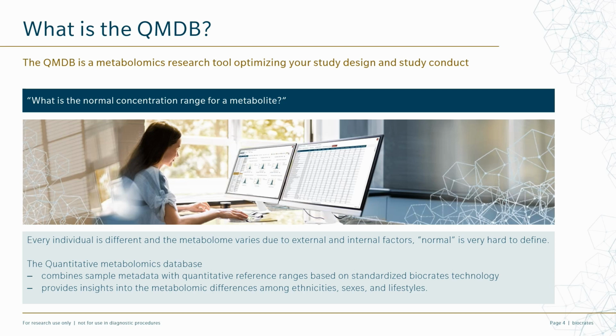To solve this problem, we have created the QMDB, a new database providing quantitative human plasma concentration ranges of more than 600 metabolites. The QMDB combines sample metadata with quantitative reference ranges based on standardized Biocrates MXP Quant 500 kit analysis and provides insights into the metabolomic differences among ethnicities, sexes, and lifestyles.